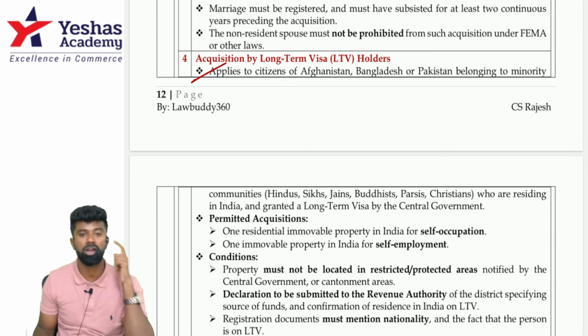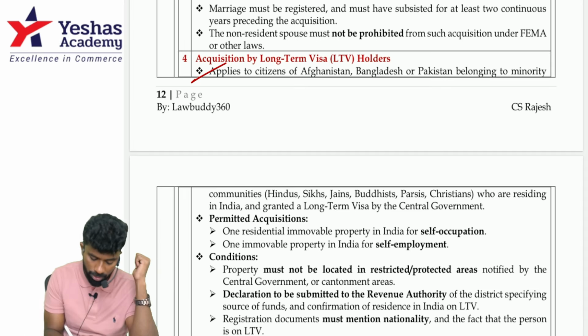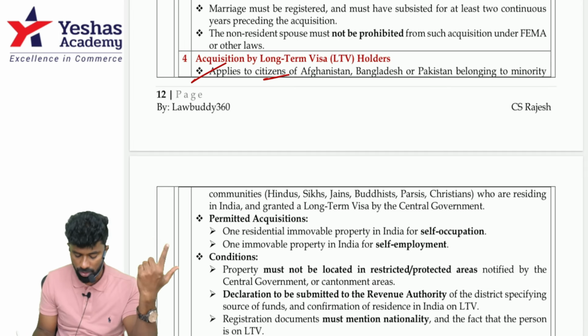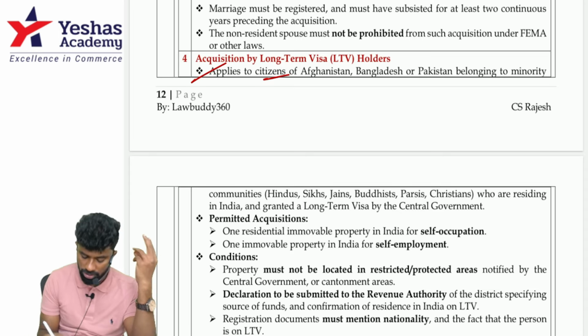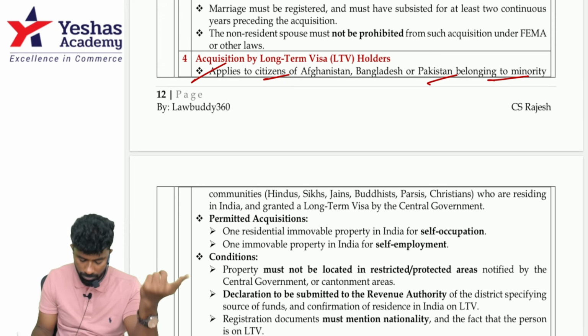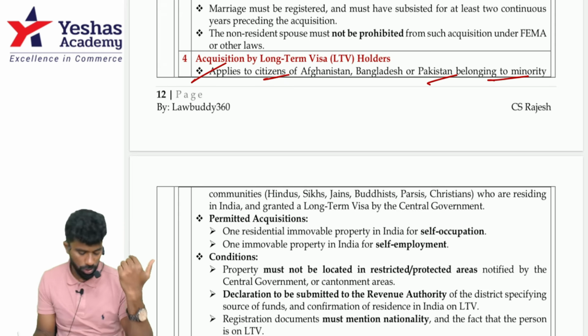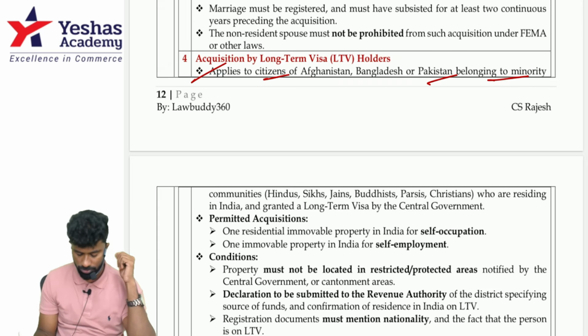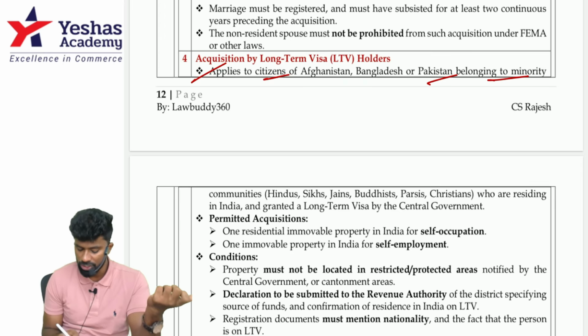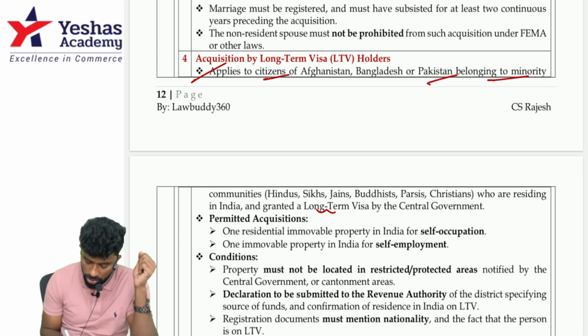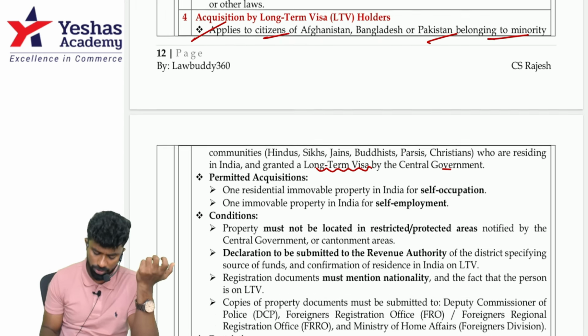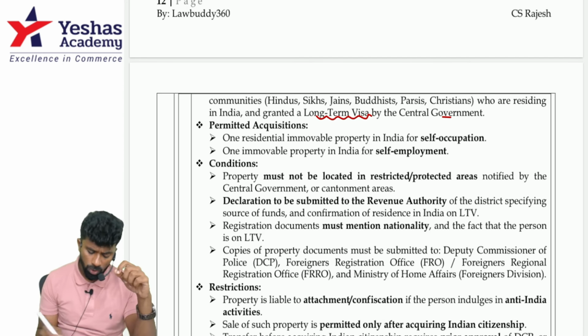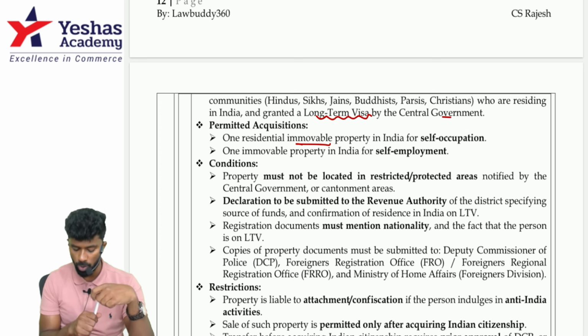What is the first condition? I want everyone to read with me. What is the first one? Applies to citizens of Afghanistan, Bangladesh, Pakistan, belonging to the minority communities. That is Hindus, Sikhs, Jains, Buddhists, Parsis, Christians who are residing in India and granted a long-term visa by the central government. Permitted acquisitions: one residential immovable property in India.